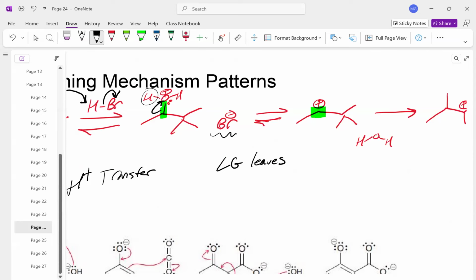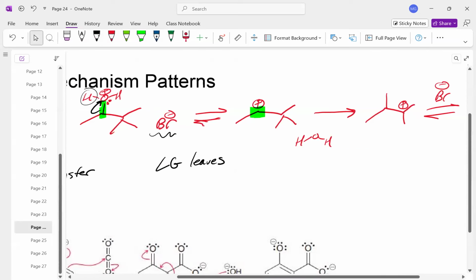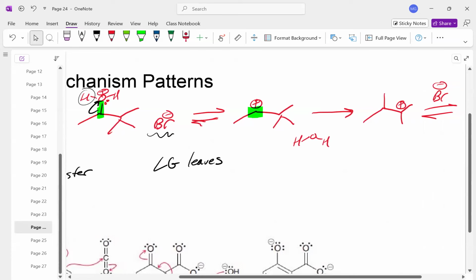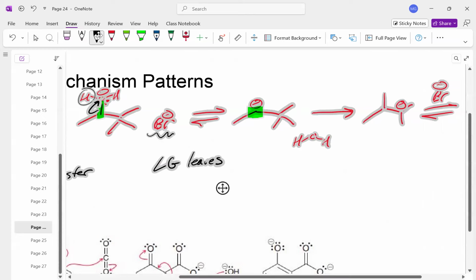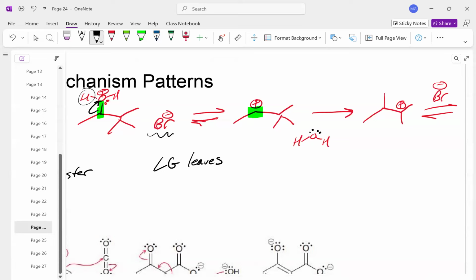Now, why is there a positive charge on that carbon highlighted in green? Well, it used to have a full octet around it. And that water left, it took those electrons with it. There's two lone pairs on that oxygen. So it became a carbocation.